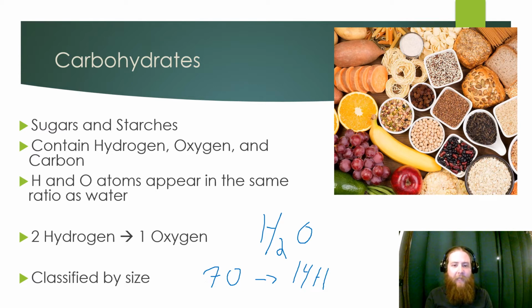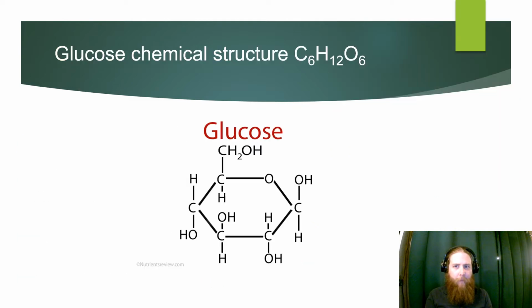There is one really important carbohydrate you need to know. And this really important carbohydrate you need to know is glucose, whose chemical formula is C6H12O6. And you need to memorize that. That is the one carbohydrate that is really, really important for this level of biology.